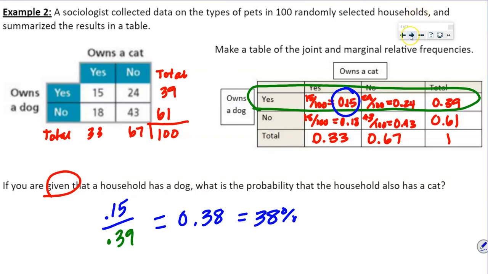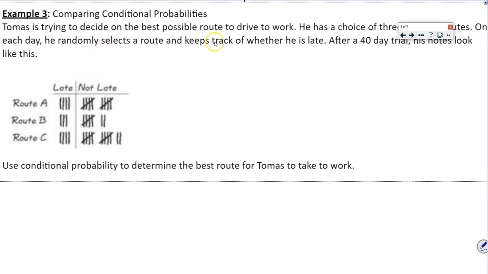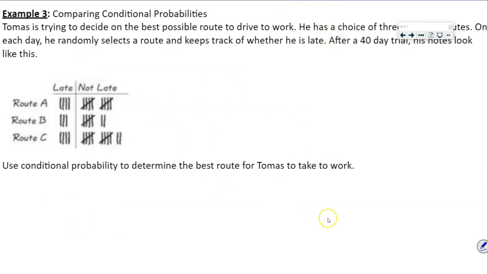Make sense? Okay. So this next one says comparing conditional probabilities. Thomas is trying to decide the best possible route to drive to work. He has a choice of 3 possible routes on each day. He randomly selects a route to keep track of whether he is late. After 40 days trial, his notes look like this, okay? So then it says use conditional probability to determine the best route for Thomas to take to work.